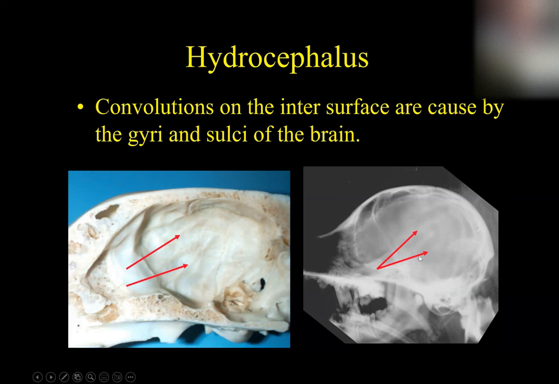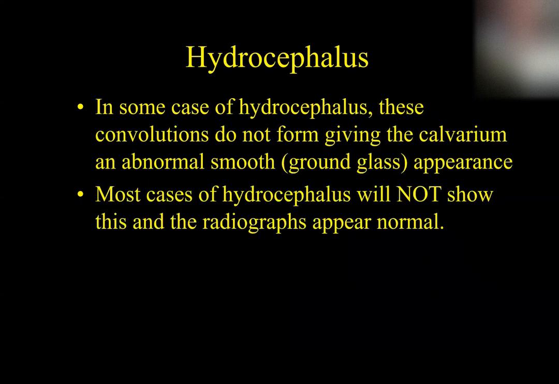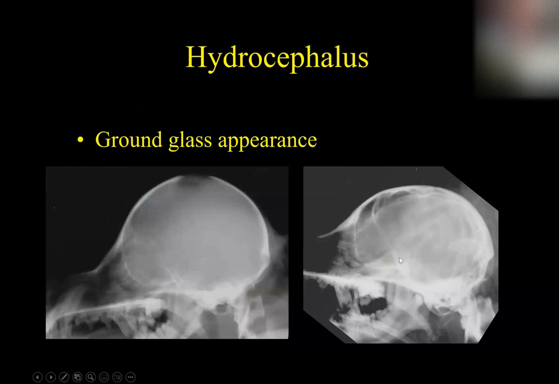In some dogs that have hydrocephalus, this is the same radiograph you just saw. Some dogs, you lose that opacity. And now the entire skull is all smoothed out. You don't see those convolutions and ridges radiographically inside the skull.